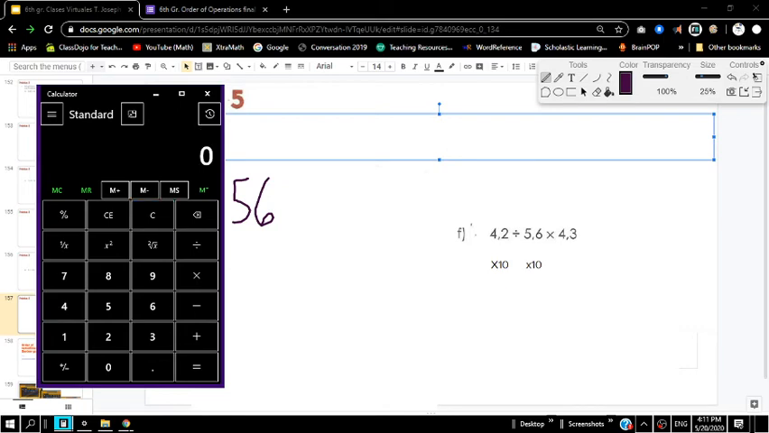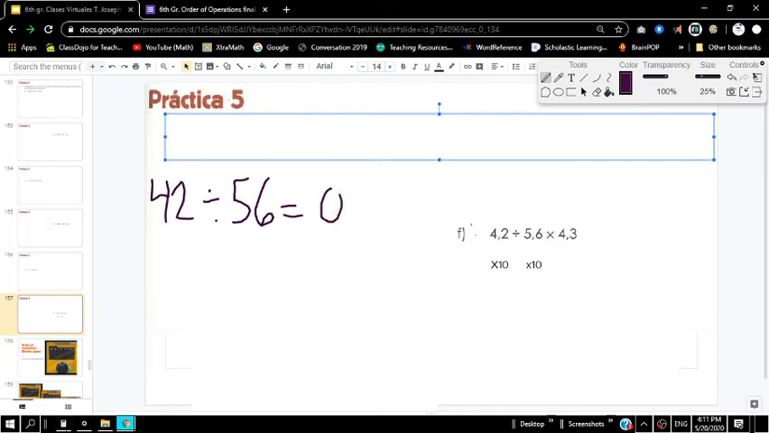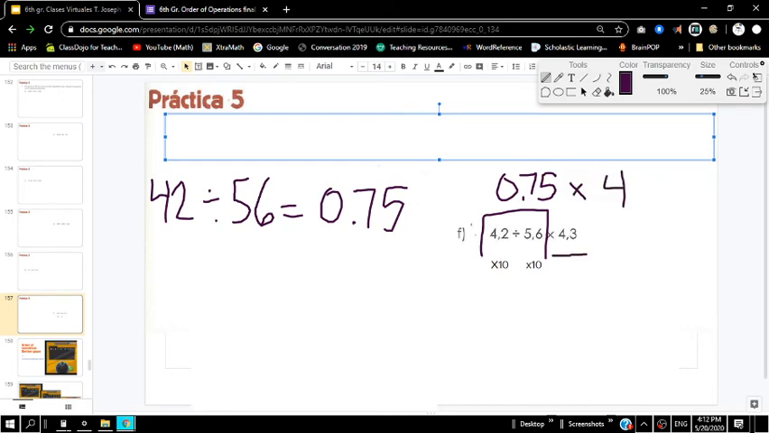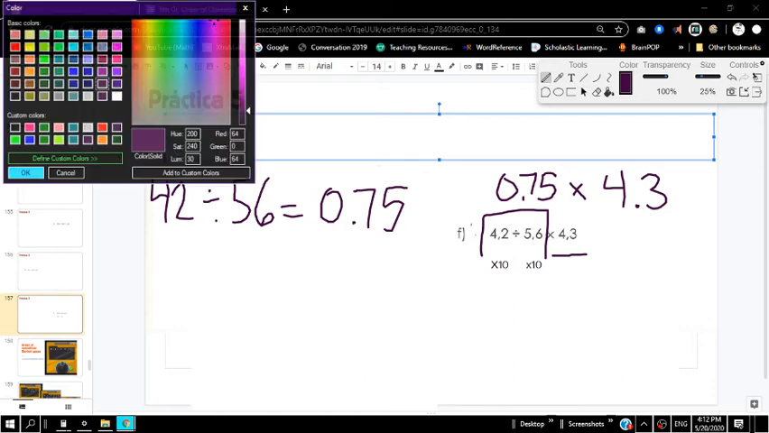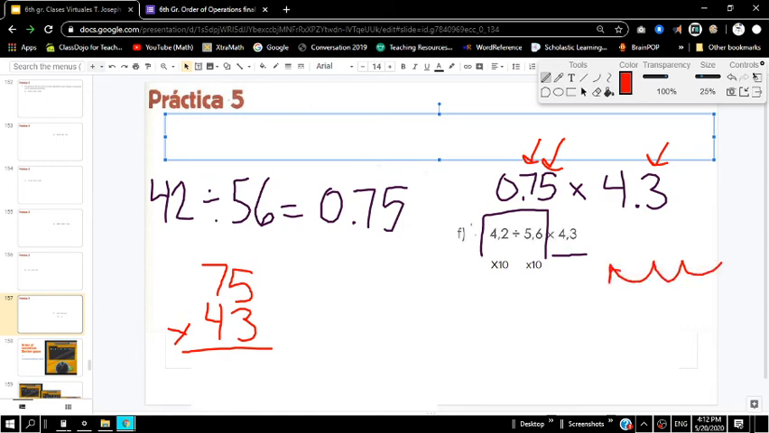Just to save time, we're going to do this on the calculator. So we have 42 divided by 56, which equals 0.75. And that's the first part of the problem. Now we just need to do the second part of the problem, which is multiplying that by 4.3. If you wanted to, you could multiply 75 by 43, and then just realize at the very end that you're going to add 1, 2, 3 numbers to the right of the decimal point. So you're going to move that decimal point over 1, 2, 3 spots after we're all said and done.